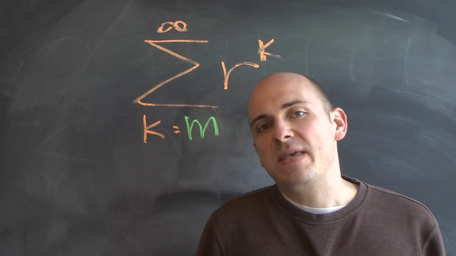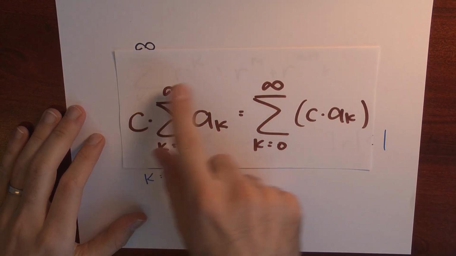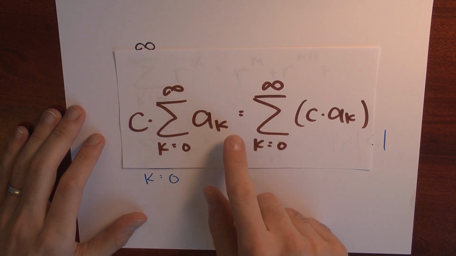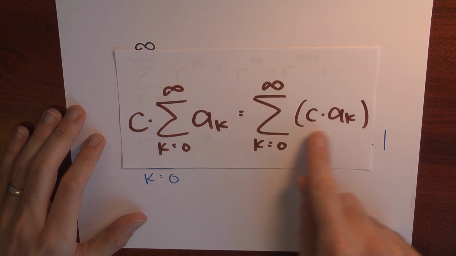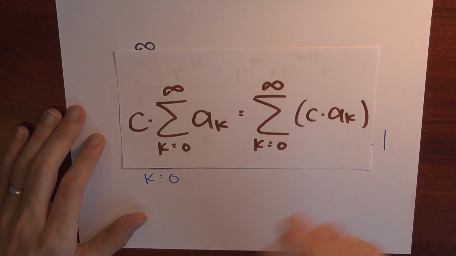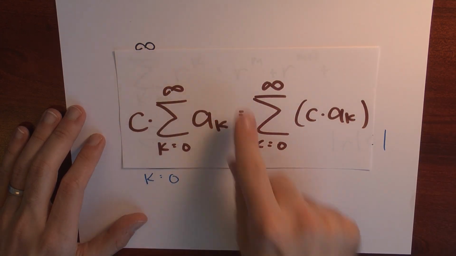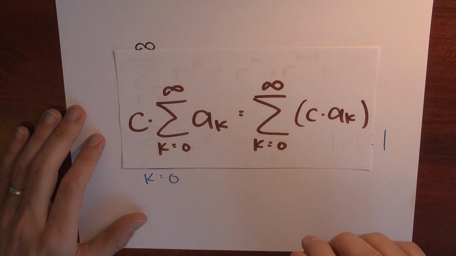There's a general result that I can invoke. Some constant times the series, which adds up all the a sub k's, is equal to the series that adds up c times the a sub k's. This is, of course, assuming that these series make sense, right? I'm assuming that this series converges in order to assert this equality.